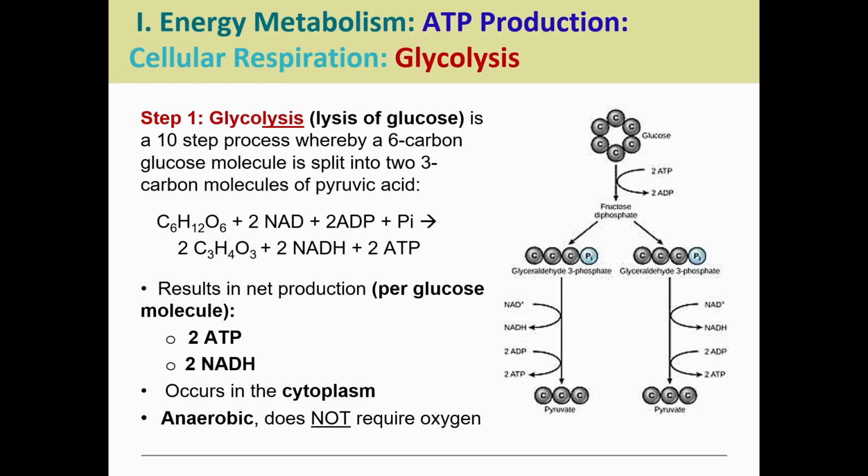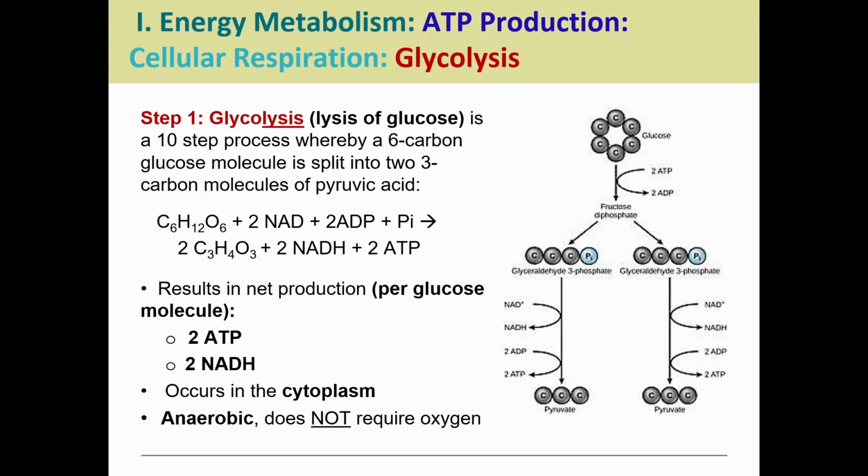We're going to get a net production, so we're going to get a little bit of ATP. We're going to get 2 ATP out of it in terms of what we gain. And we're going to reduce 2 NAD pluses to NADH. Again, this occurs in the cytoplasm. This is just happening in the fluid there, and this does not require any oxygen yet. So overall, it's not too crazy.